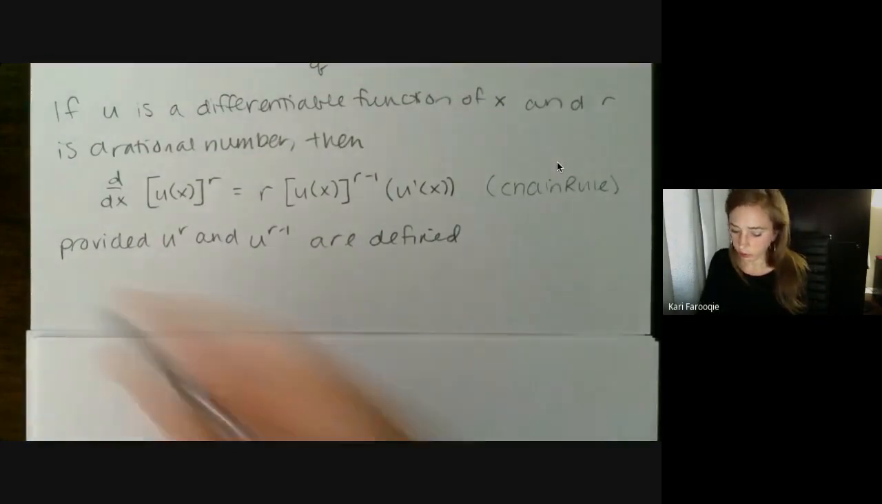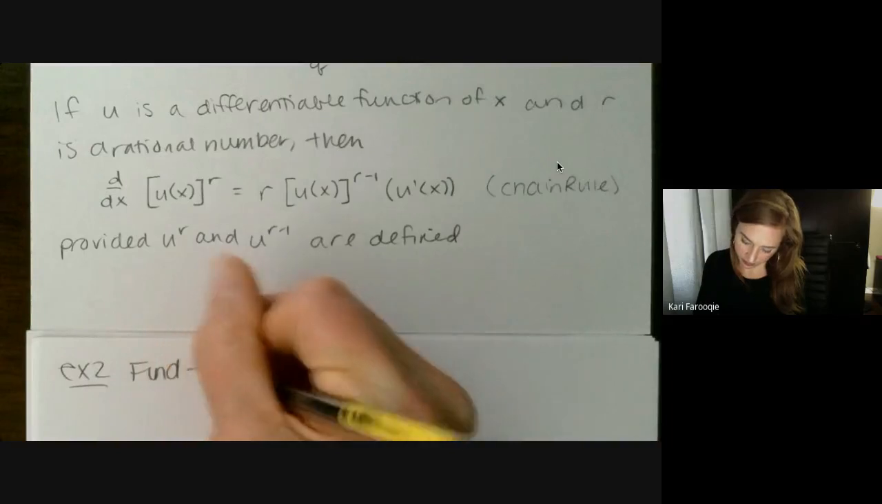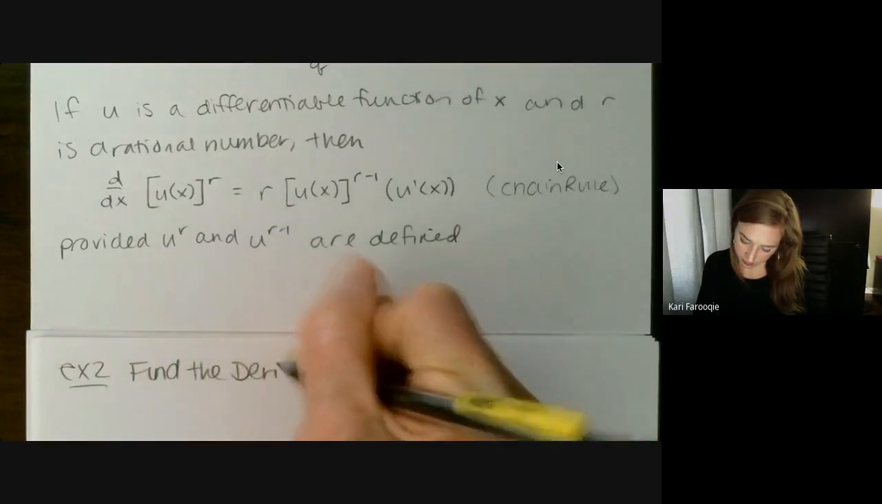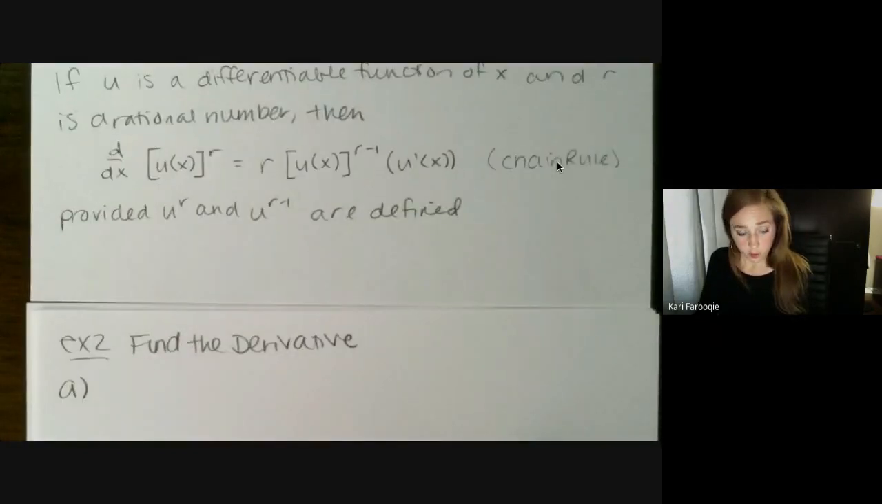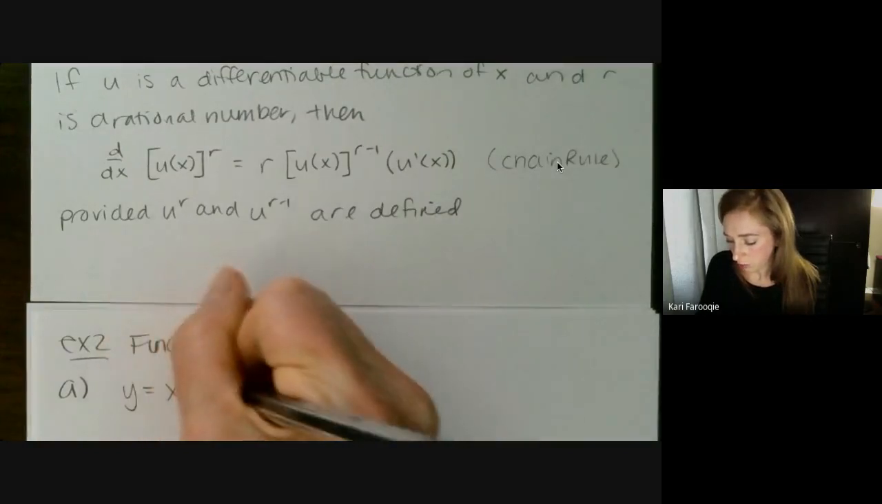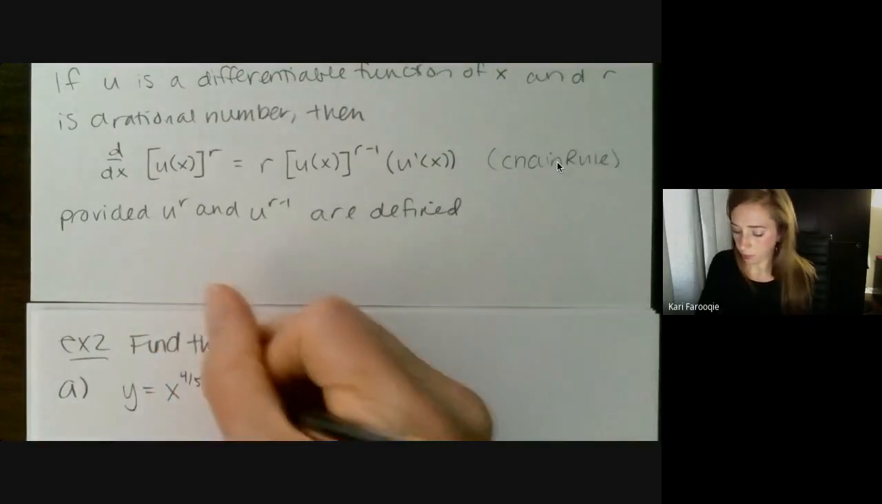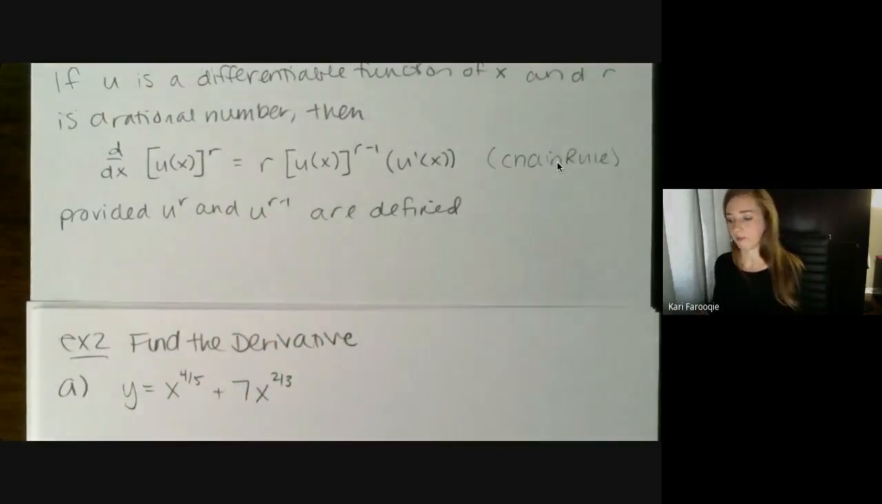So example 2, find the derivative. The first one will be y equals x to the 4/5 power plus 7 times x to the 2/3 power.